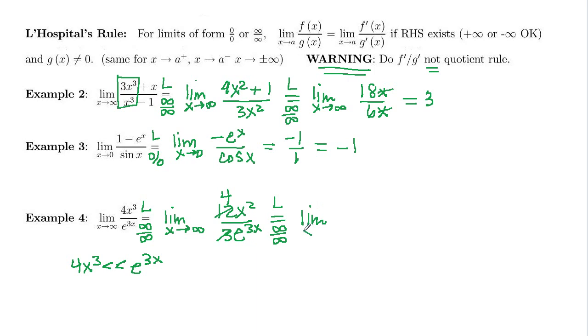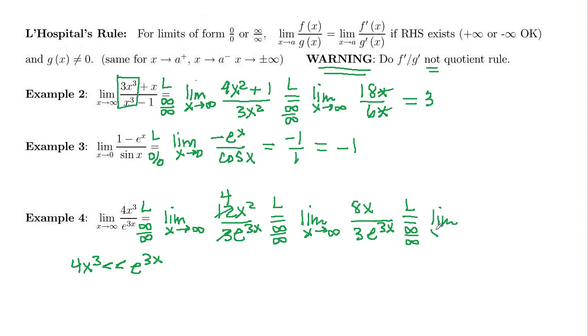Limit x goes to infinity, and now we'll differentiate separately. So 2 times 4, 8x on the top. And then e to the 3x times 3 again on the bottom. So notice we keep getting exponentials back on the bottom, but the top, the power goes down. So this is still infinity over infinity, still indeterminate. So we're going to do L'Hopital one more time.